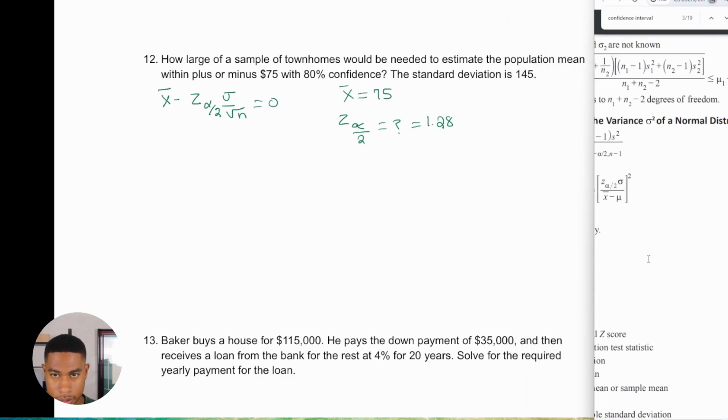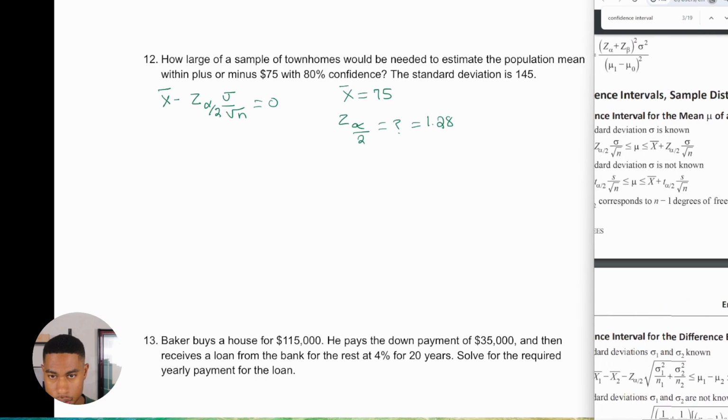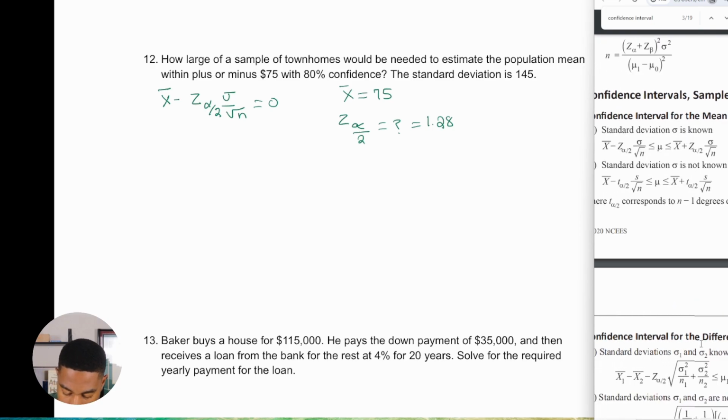Next thing we need to know is what is sigma, or not sigma, but this, whatever that is. That is going to be equal to the standard deviation, right? Same symbol. Standard deviation symbol is known. Okay. So we know that that's equal to 145. Okay. And n is what we're solving for. All right. So now we have everything to solve.